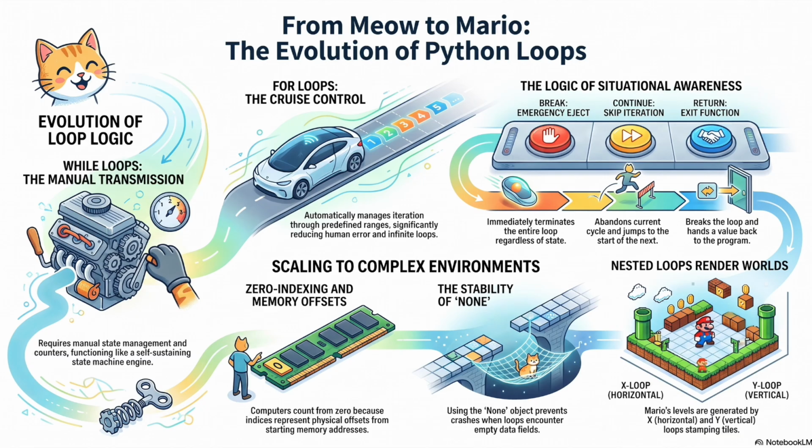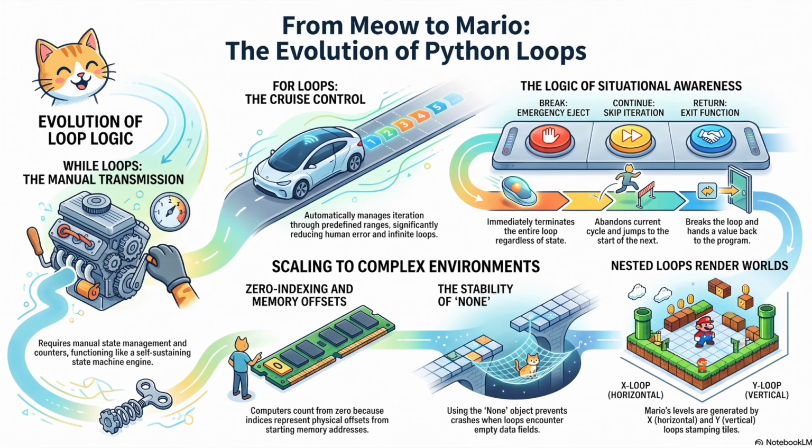So we had this while loop, and it clearly beats the brute force manual coding. But, like, looking at the flowcharts, it still feels a bit dangerous. Well, you have to manually set the initial counter, define the condition flawlessly, and critically, you have to remember to include that i plus 1 step at the very end of the loop to update the state.